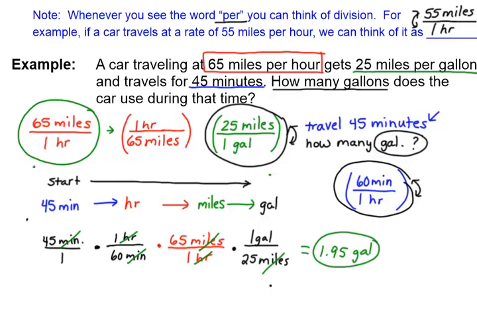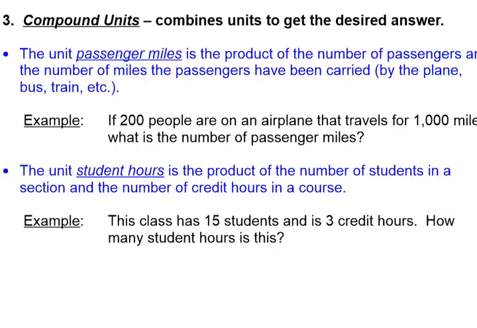Okay, so now let's move on to the next type of problem, which deals with what we call compound units. That's where we combine units together to get a desired answer. So here's 2 different examples. We have what's called a passenger mile and a student hour. So the unit passenger miles is the product of the number of passengers and the number of miles the passengers have been carried.